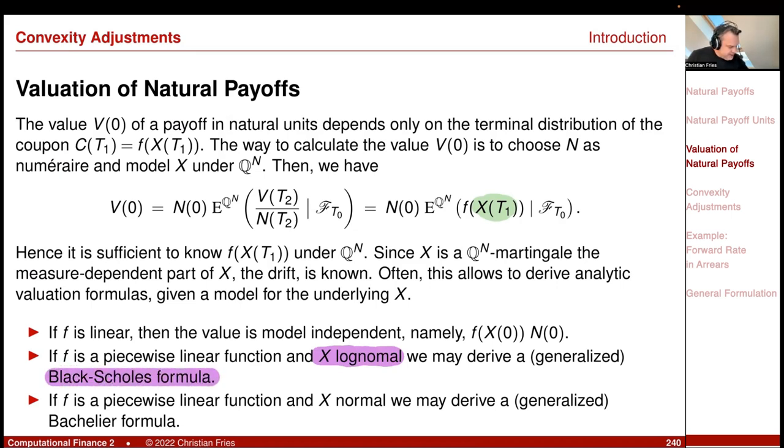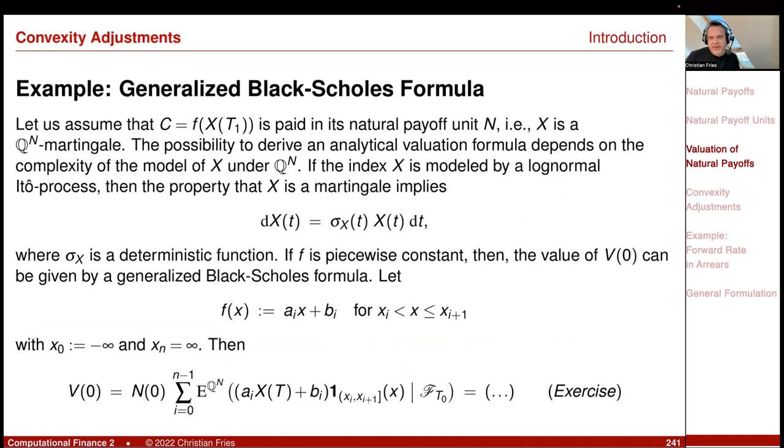For the special case of our normal assumption for X, we derived the Bachelier formula. If the function is piecewise linear, so maximum of X minus K and zero, it's just a special version of a piecewise linear function, but you can generalize this. And if it is linear, then I just get F of X zero times N of zero. For the case that you have a piecewise linear function, you can very nicely derive a generalized Black-Scholes formula.